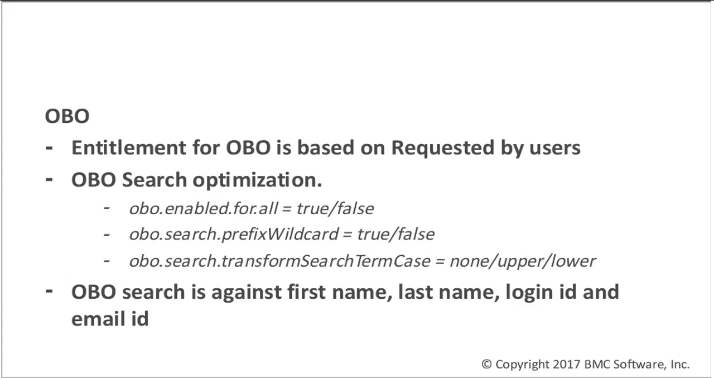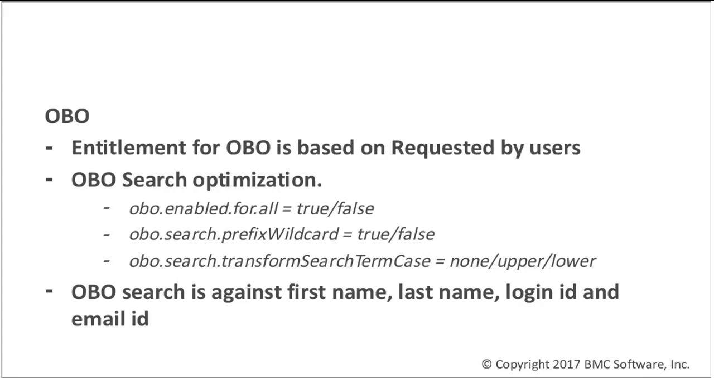We also have another property which is to transform the search case. By default, the OBO search in digital workplace supports searching the first name, last name, login ID, and the email ID. The thought here is that the user who is submitting the on behalf of request knows the user's first name or last name, login ID, or the email ID. These are the unique fields that the user will know.